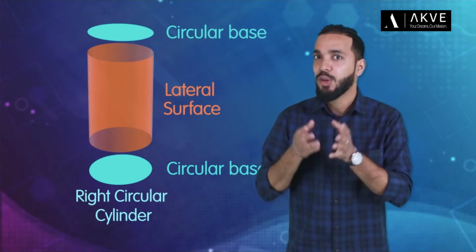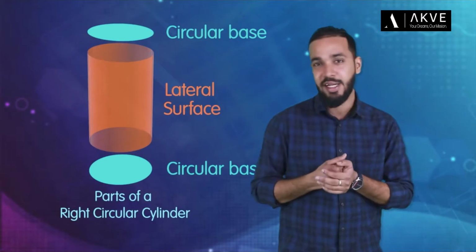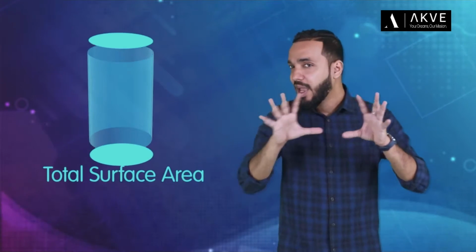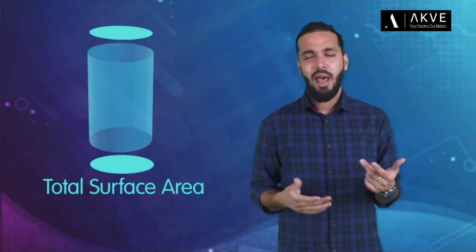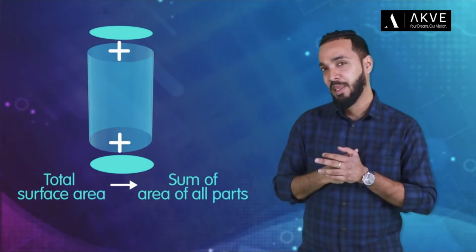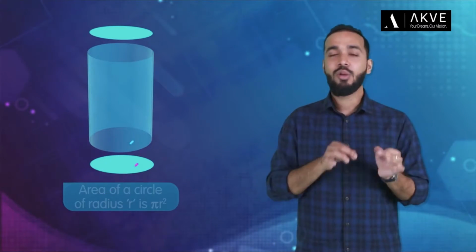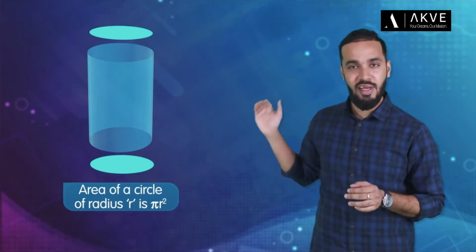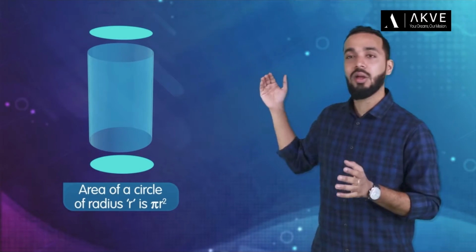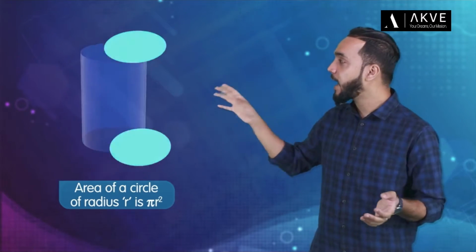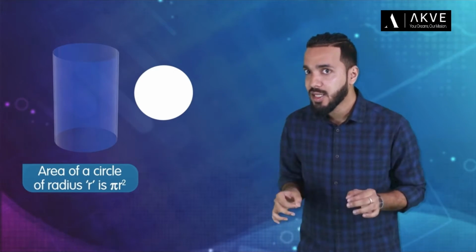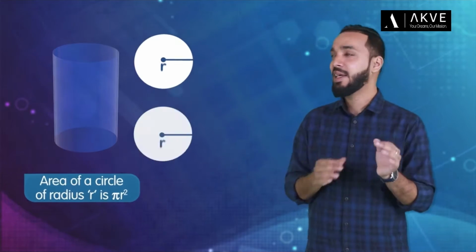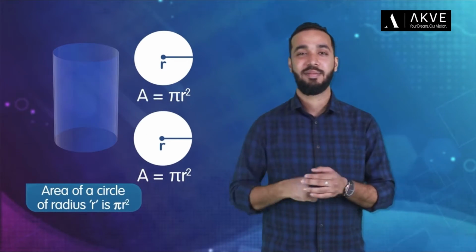So, now that we know the different parts of a right circular cylinder, the total surface area can be found just by finding the areas of each of these parts and then adding them all up. Since we already know how to find the area of a circle, let us first look at the circular faces. Since these circular faces or bases are identical, if the radius is taken as r, each of their areas will be the same, that is pi r squared.